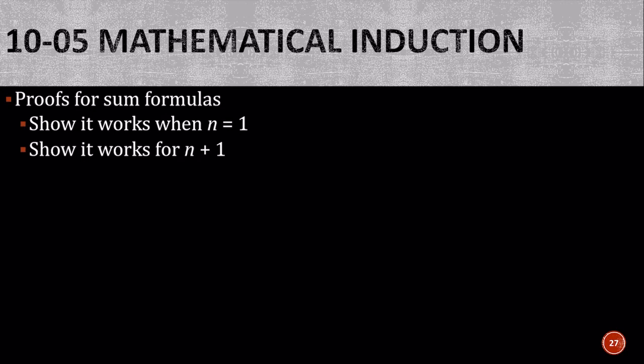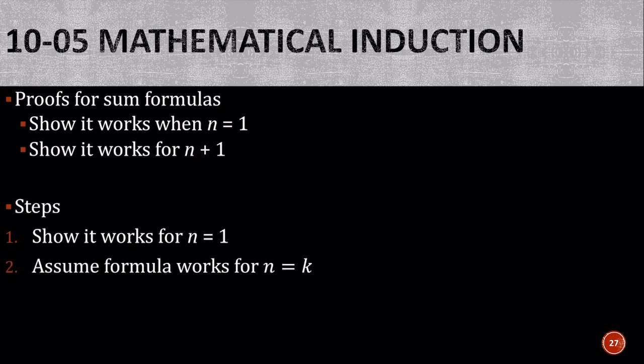So if it works for the first one and it always works for n plus 1, that must mean it works for the second one, and then the third one, and then the fourth one, and then the fifth one, and so it would always work. So our steps are, step 1, show it works when n is 1.